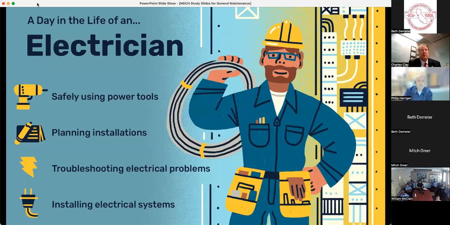For electrical, right? So for the electrician, a day in the life of an electrician, you'll have safety using power tools, some of the training, planning for the installation, troubleshooting electrical problems, and installing electrical systems.